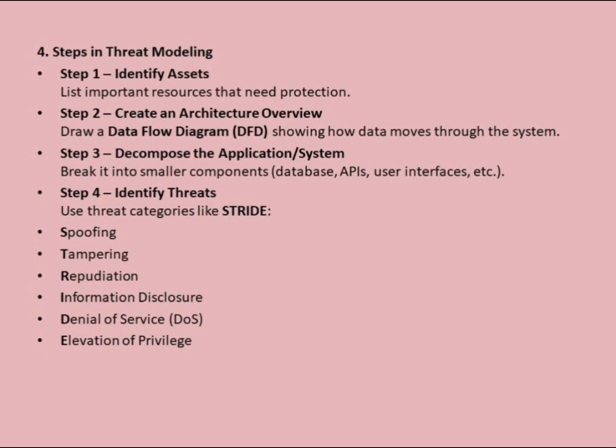The fourth step is to identify threats using categories like STRIDE. STRIDE stands for spoofing, pretending to be someone else; tampering, changing data; repudiation, denying an action; information disclosure, leaking data; denial of service, making the system unavailable; and elevation of privilege, gaining unauthorized access. For example, spoofing can occur if a hacker pretends to be a valid user, while denial of service can happen if attackers flood a website with traffic to make it crash.